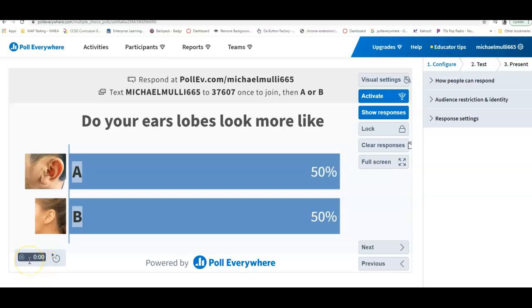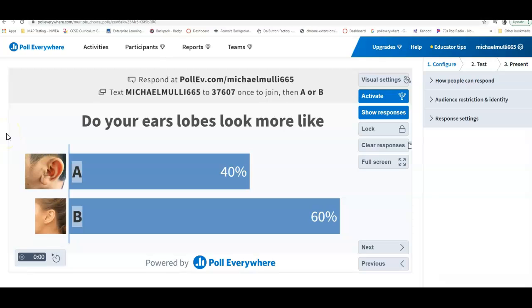So while you're taking the poll, I want you to think about maybe what your mom and what your dad's ears look like. And just like we did last time, do your ears look like your mom and your dad's, or are they much different? Do you look like one? Do you look like the other? Do you look like both?